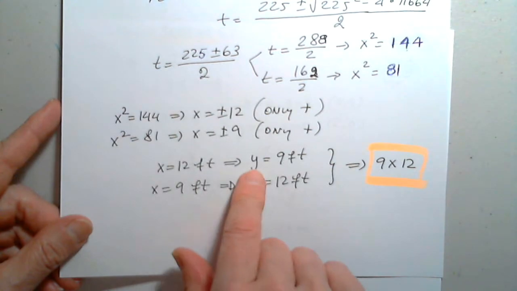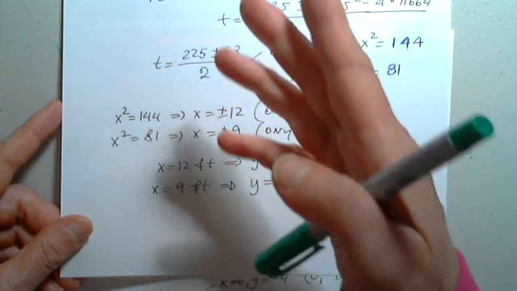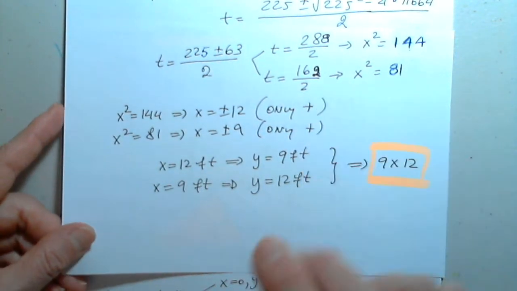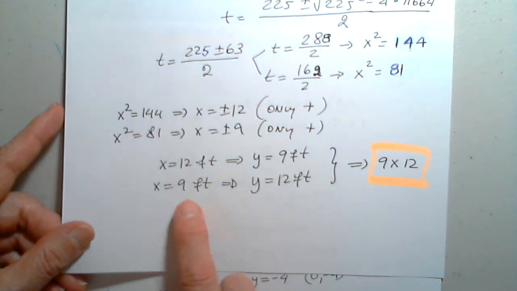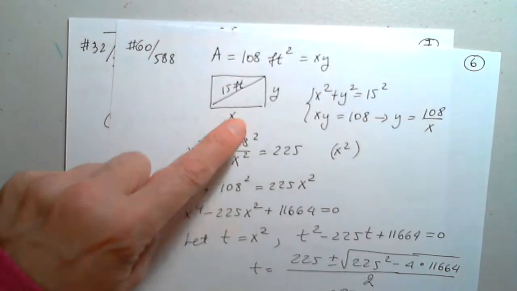And when we take the square root, of course we get two options, plus or minus, but we are talking about the distance, so it has to be only plus. So it's 12 by 9 or 9 by 12, which is the same thing. And we always go back and check in the original problem.